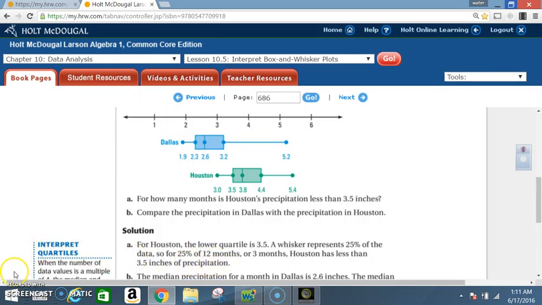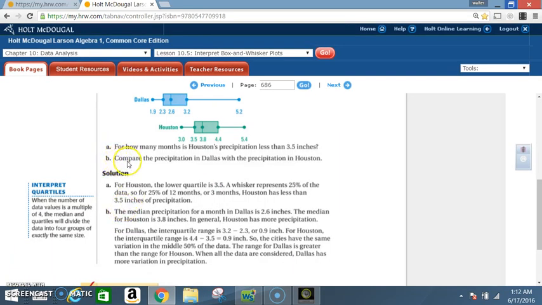Now for B, they want us to compare the precipitation in Dallas with the precipitation in Houston. The median precipitation for a month in Dallas is 2.6 inches. So Dallas is 2.6, the median. The median for Houston is 3.8 inches. That's the median for Houston. In general, Houston has more precipitation.